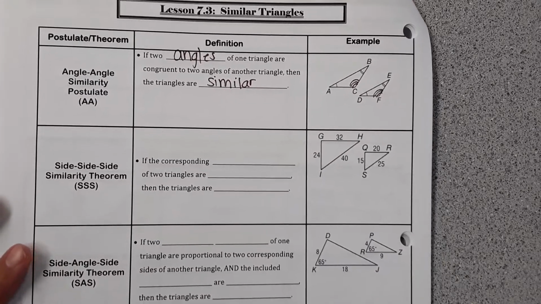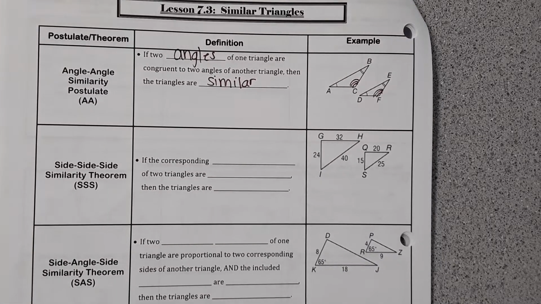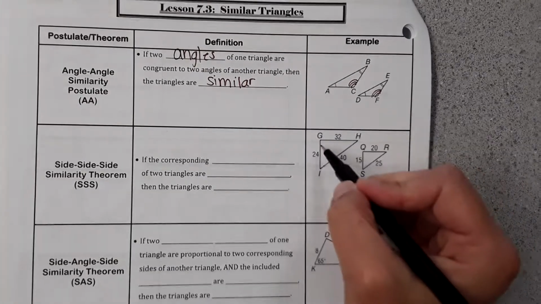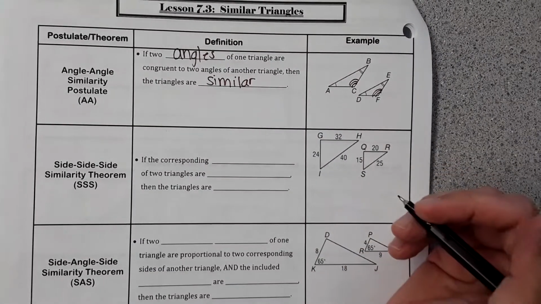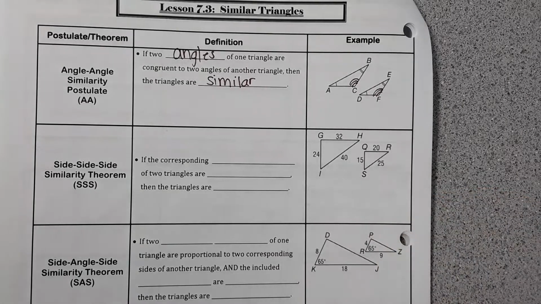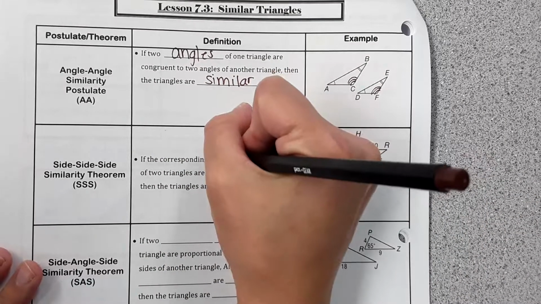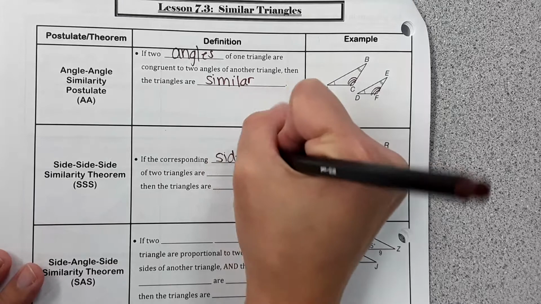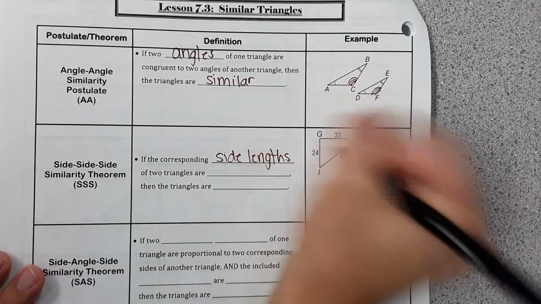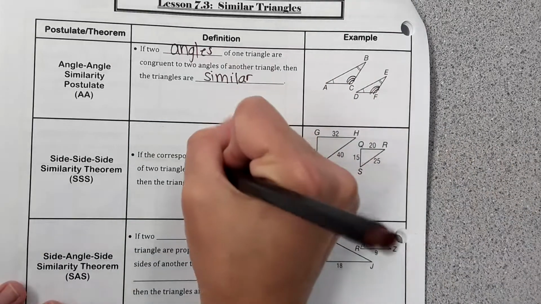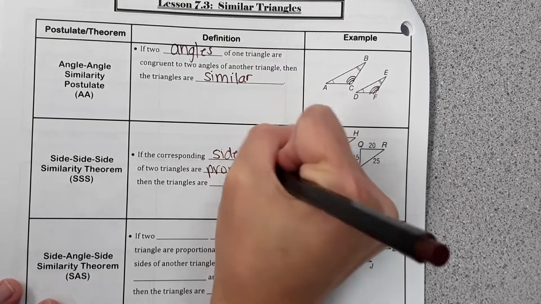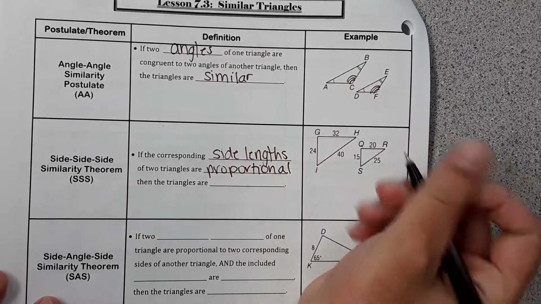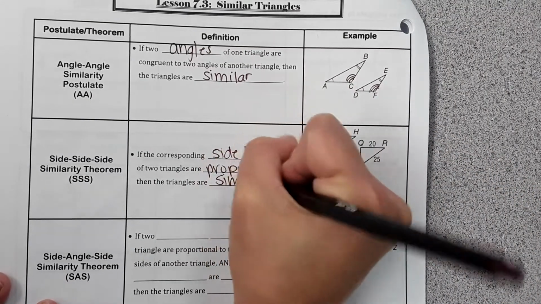And then the next one, side-side-side similarity. Just like side-side-side congruence, with side-side-side similarity you take the corresponding sides, and if they're proportional, then you have similar triangles. So if the corresponding side lengths of two triangles are proportional, then the triangles are similar.